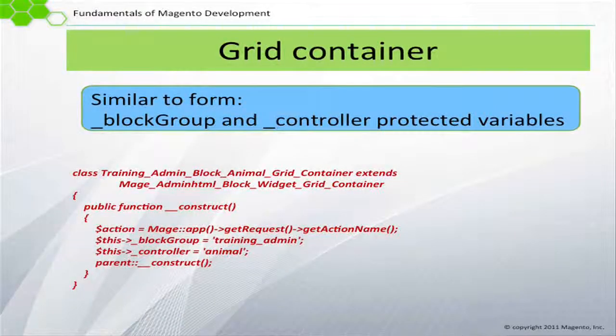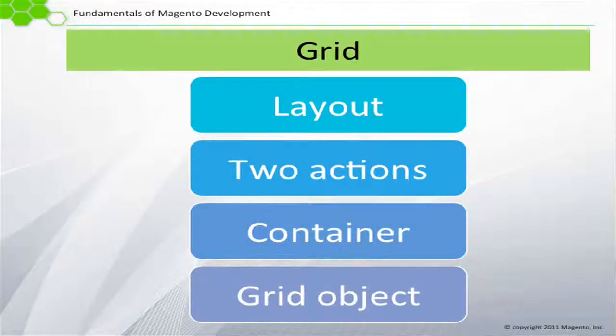So the grid container is declared similarly to the form. We specify a block group and a controller. There we go. And I'll discuss the action here as we go through the exercise. So the grid, obviously we have this layout definition, and then we have the two actions if we want Ajax. Grid's in a container. And that's about all I'll say.